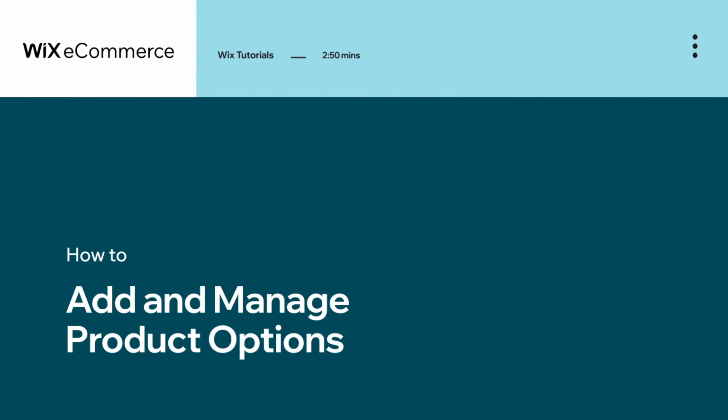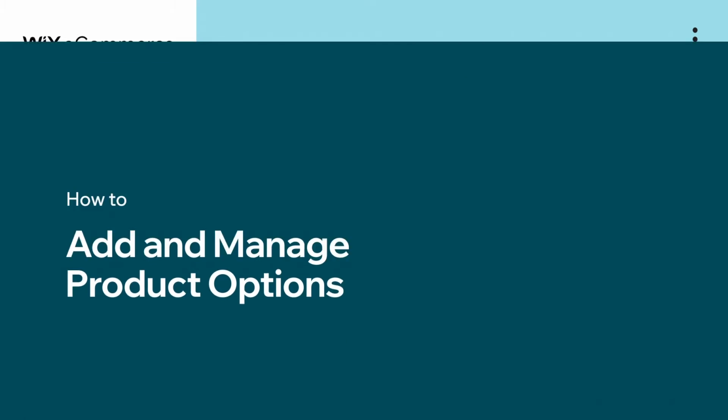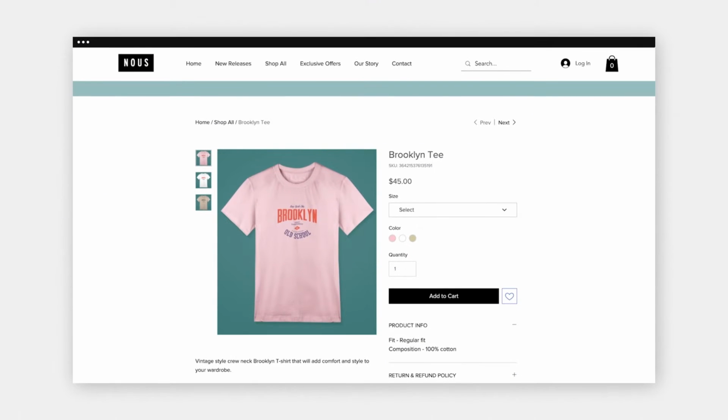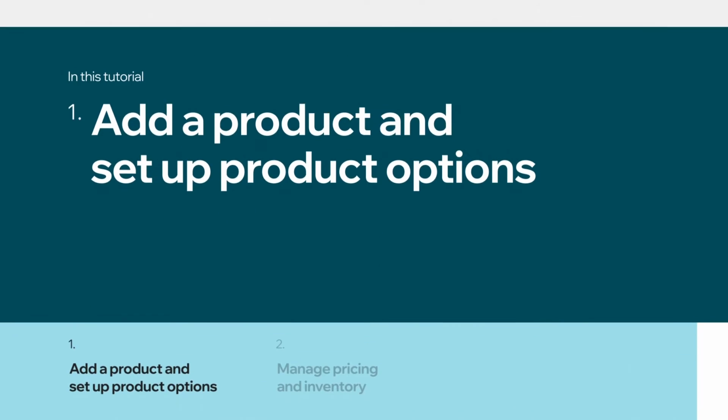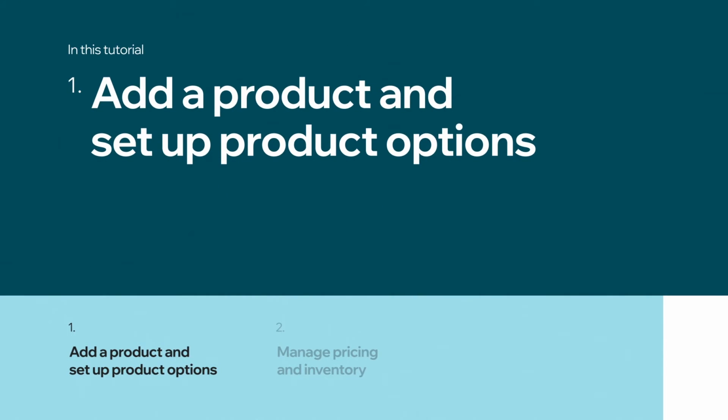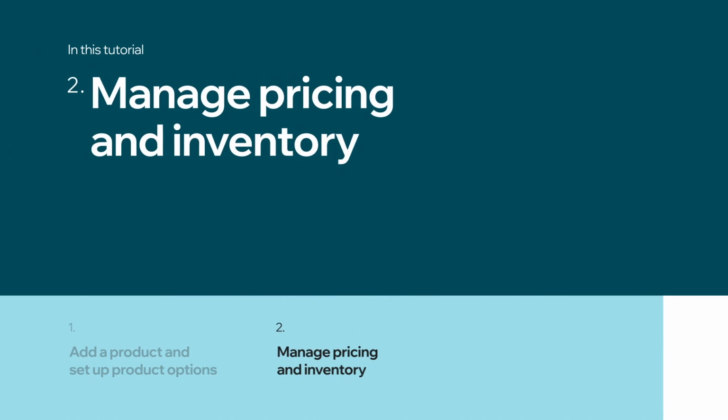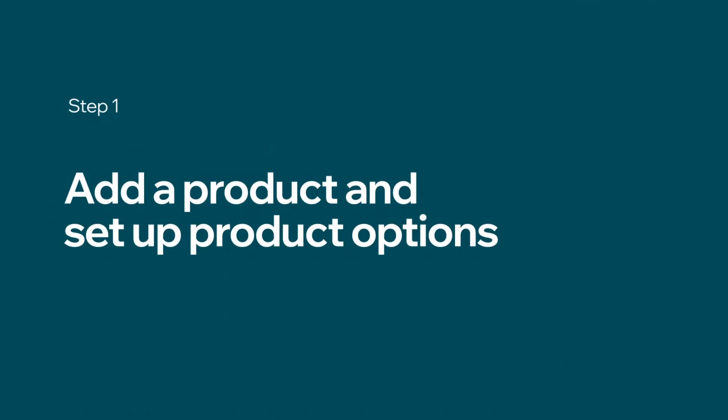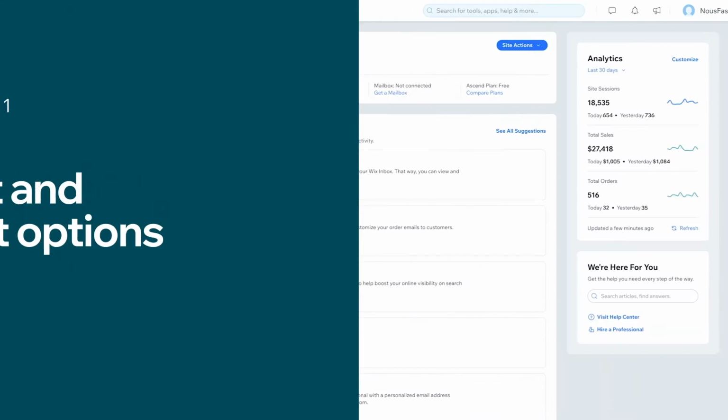In this video, you'll learn how to add and manage product options for your online store. Adding variants such as colors and sizes lets your customers choose the right option for them. You'll learn how to add a new product and set up your product options, and manage pricing and inventory for your variants. First, let's add a new product and set up your product options.